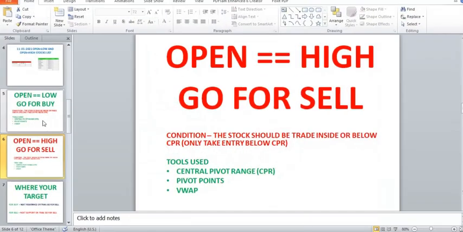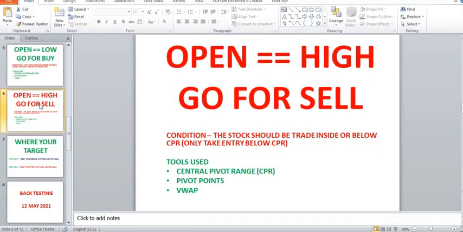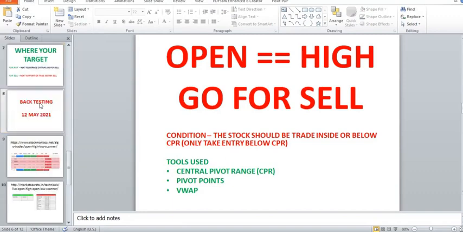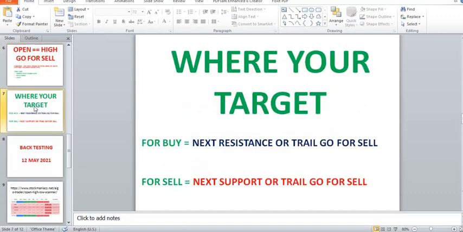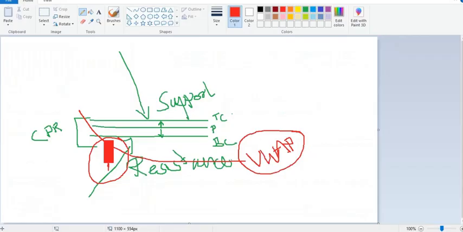We can go for some live examples. Open is equal to high, go for sell. Your target for buy is the next resistance, or trail. For sell, we take the entry at the exact resistance.